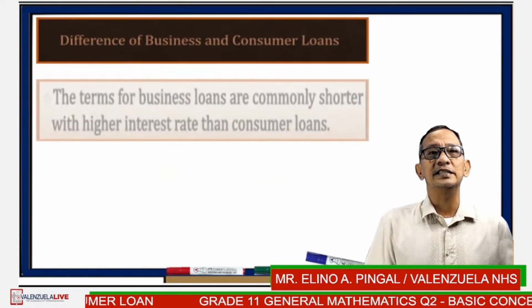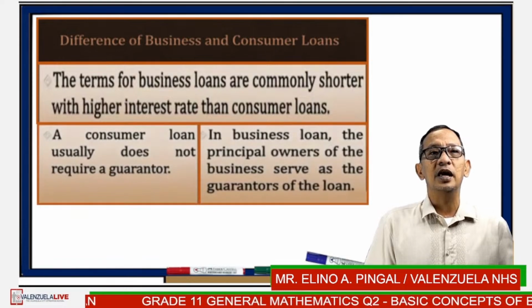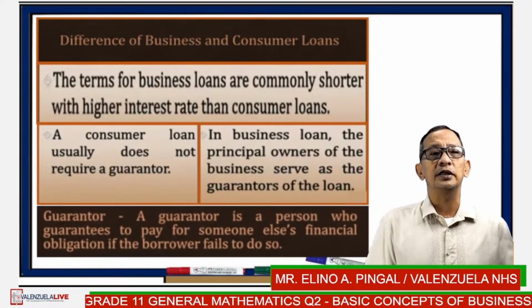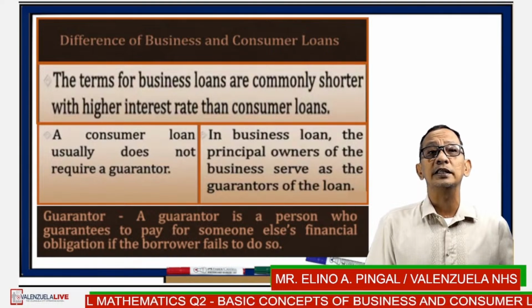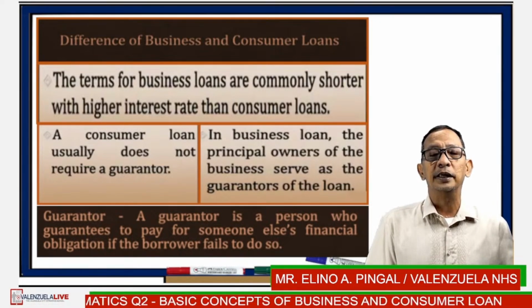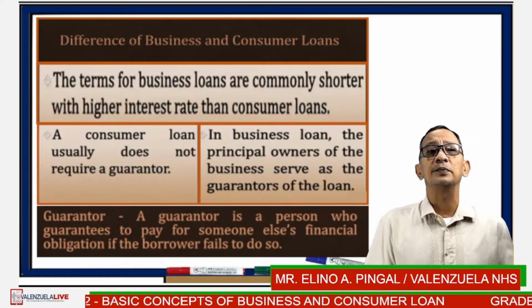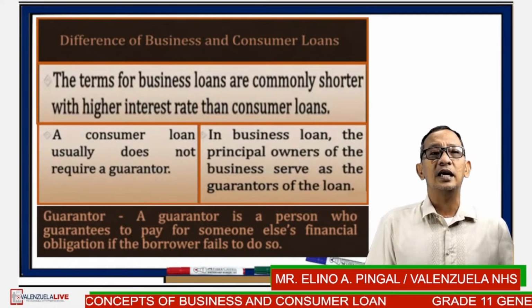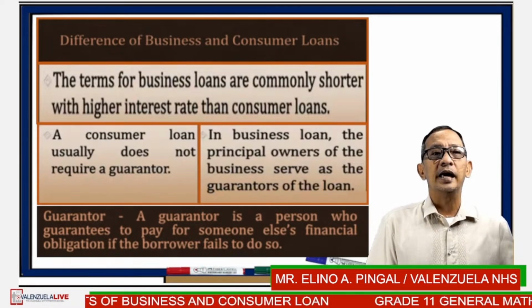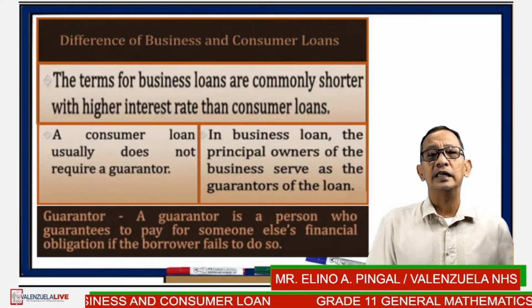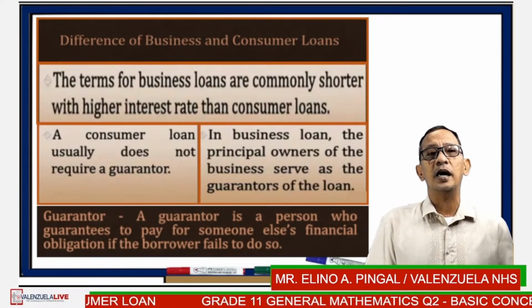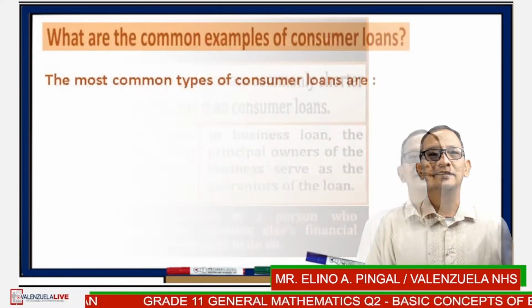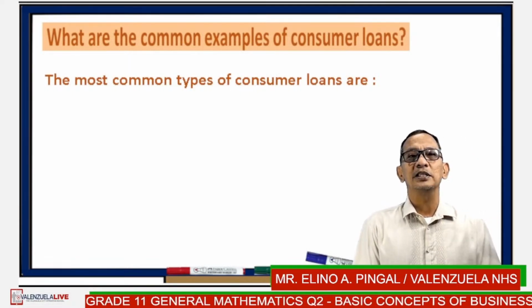Difference of business and consumer loans. The terms for business loans are commonly shorter with higher interest rate than consumer loans. A consumer loan usually does not require a guarantor, but in business loan, the principal owners of the business serve as the guarantors of the loan. A guarantor, by the way, is a person who guarantees to pay for someone else's financial obligation if the borrower fails to do so.